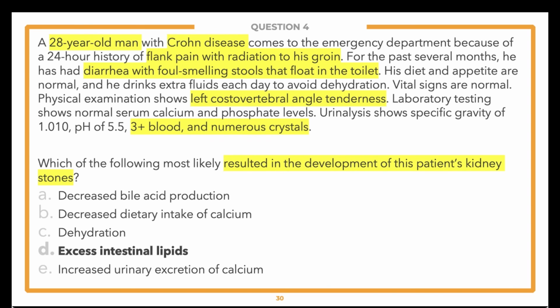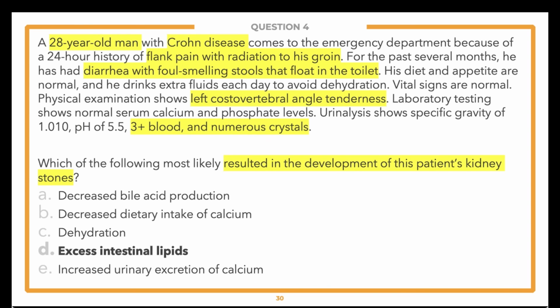Dehydration. Well, dehydration does cause kidney stones. We know that. If you dehydrate something, things crystallize. But the patient is drinking enough water, is euvolemic on exam. Nothing indicates the person is dehydrated in any way. And if you look at the urine specific gravity, it's normal. You're not thinking he's dehydrated in any way.